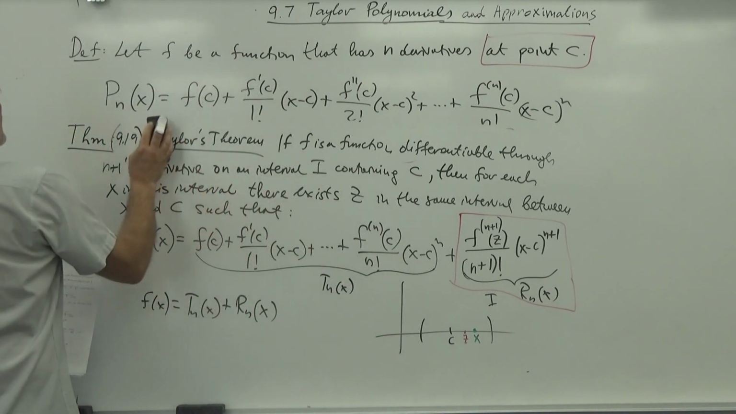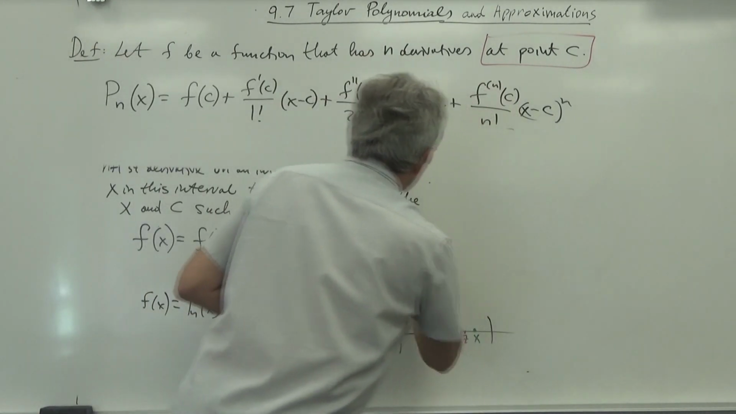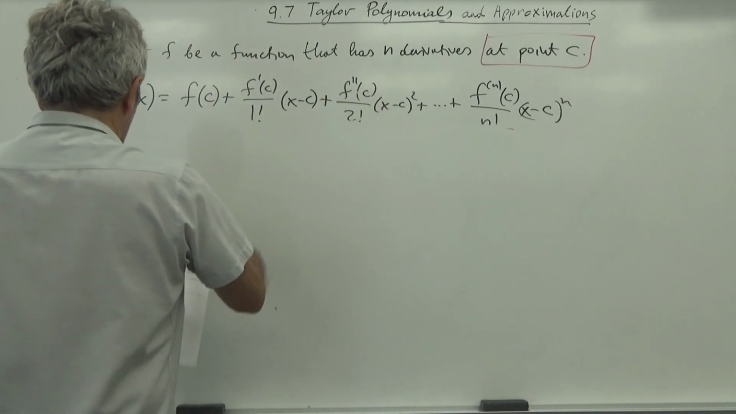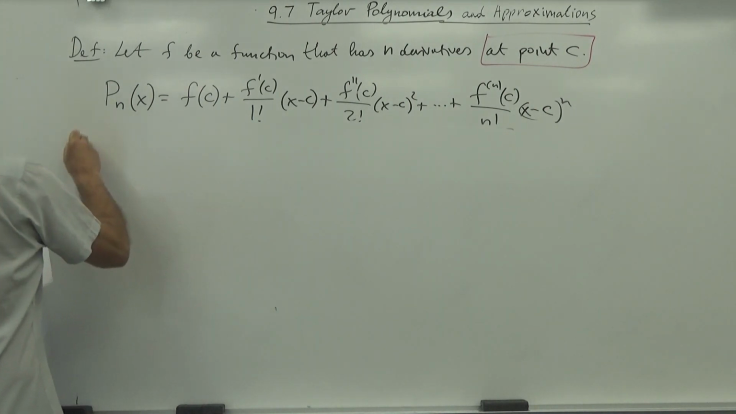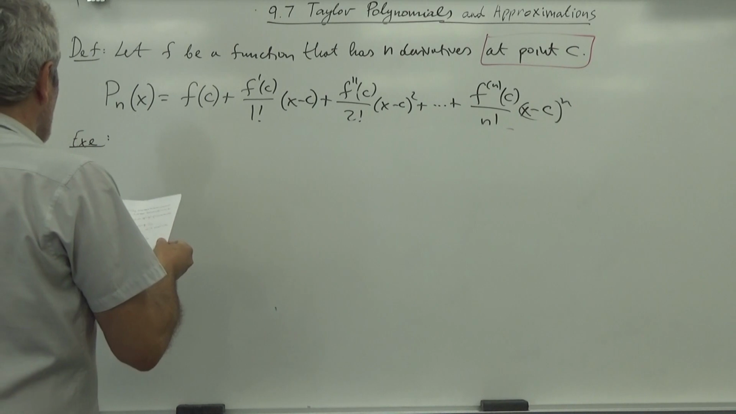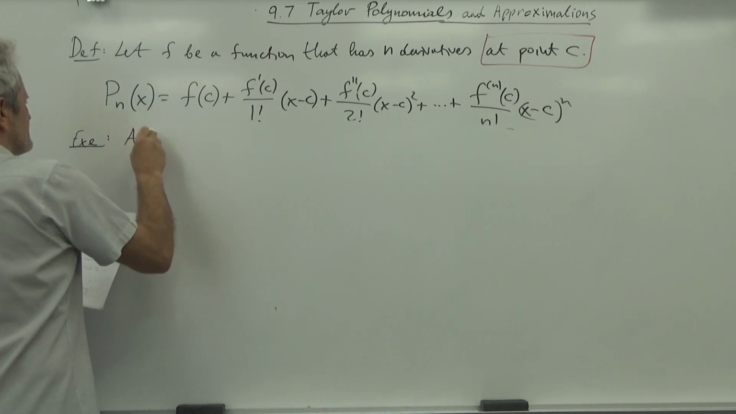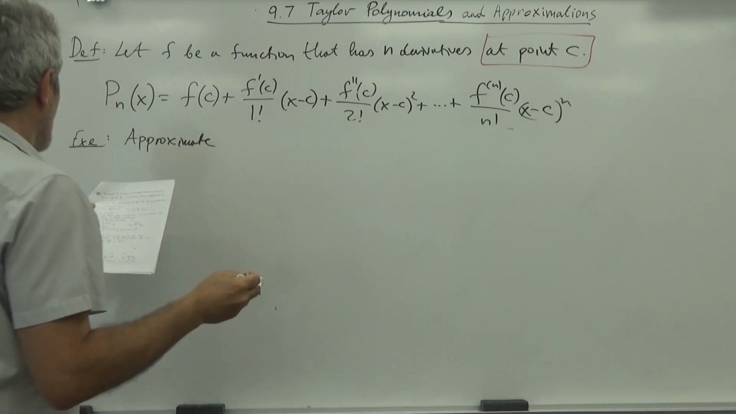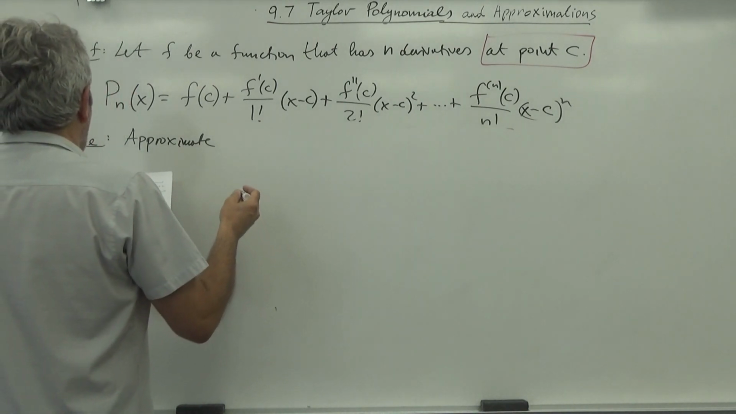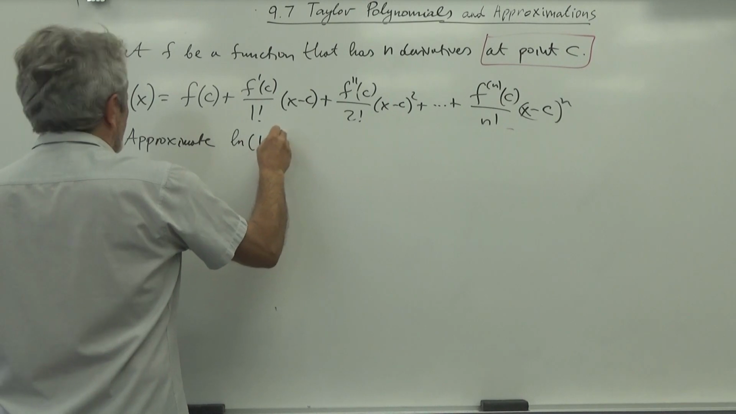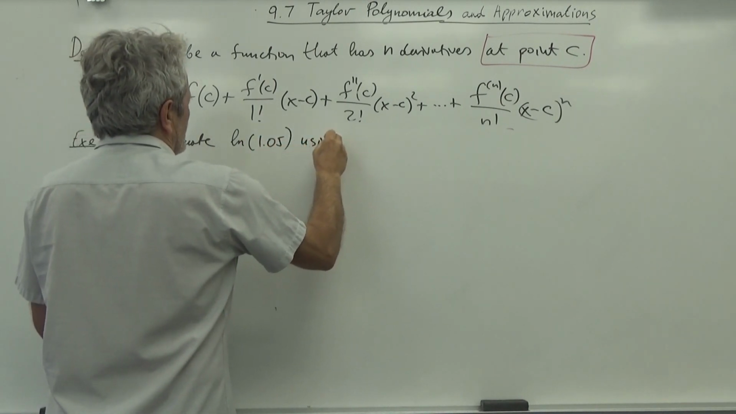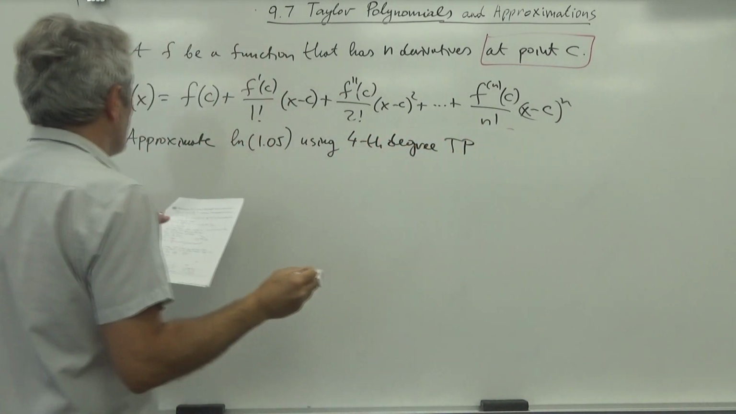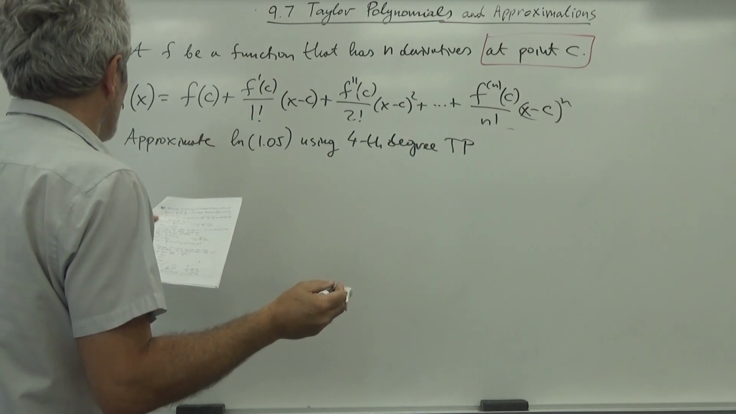Example. Here is the theory. Example. Approximate ln of 1.05 using a fourth degree Taylor polynomial and estimate the error.